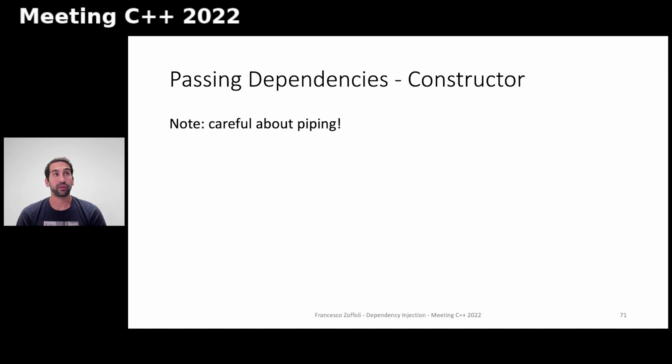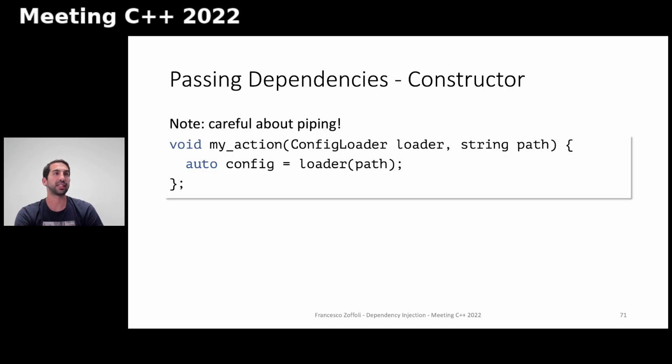The other thing to be careful about is piping. Piping is when you get some dependency just to pass it to another dependency. The example is the logging path info, which we take and just pass into another dependency. Instead, what we can do is pass this dependency directly into the original dependency. So let's see an example. In this example of piping, we are getting the config loader and the path, and the only thing we do is pass the path to the loader.